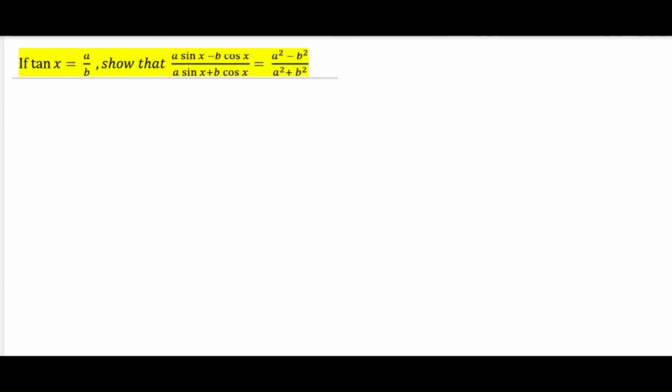Coming to the next question here. Again, we have the tan value and we need to show this is equal to this. We'll take this left hand side and now take cos out of both numerator and denominator. That makes cos x of (a sine x upon cos x minus b). In the denominator, again, take cos x out. That means cos x of (a sine x upon cos x plus b). Cancel these two things, cos x and cos x. Now here in place of this sine x upon cos x, we can write tan. So it is like a tan x minus b upon a tan x plus b.